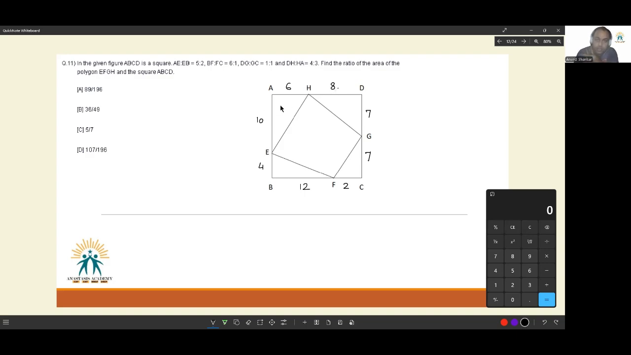This number was wrong. 10 into 6, half of that is 30. 4 into 12, half of that is 24. 2 into 7, half of that is 7. And 7 into 8, half of this is 28. So it should be 54 plus 35. 54 plus 35 is 89. 196 minus 89 gets me to 107 by 196. This should be the answer.